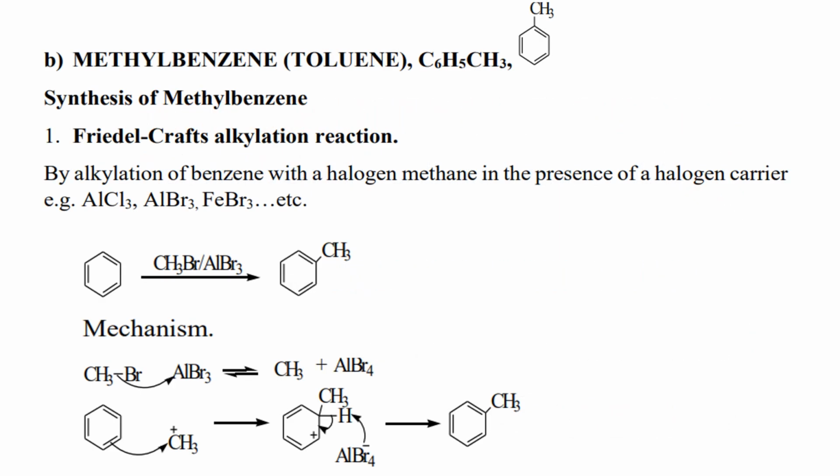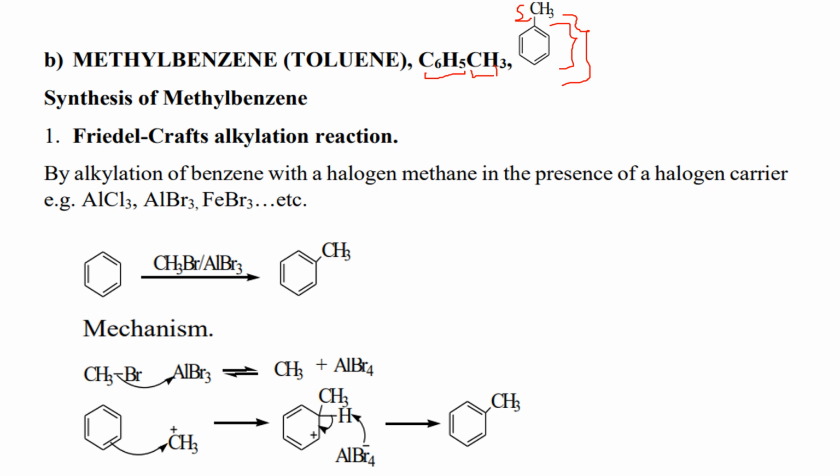We are going to be starting with methylbenzene. Its molecular formula is given as C6H5 attached to a methyl group, which is represented by CH3. Its molecular structure can be written in this form: it has a benzene ring and then a methyl group attached to the benzene ring.